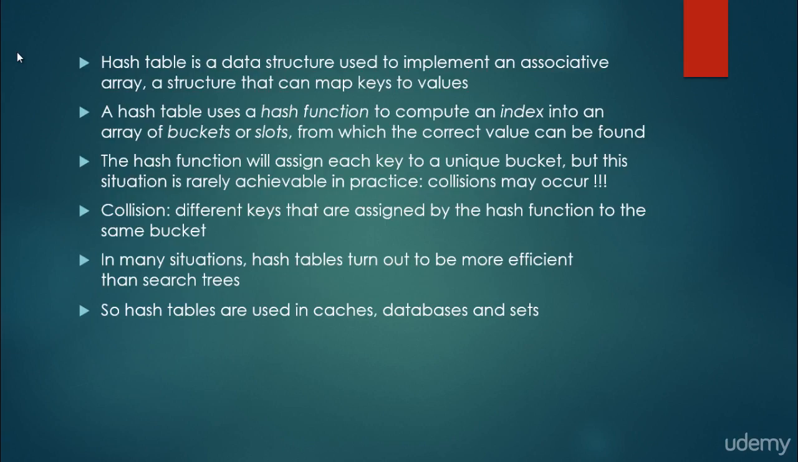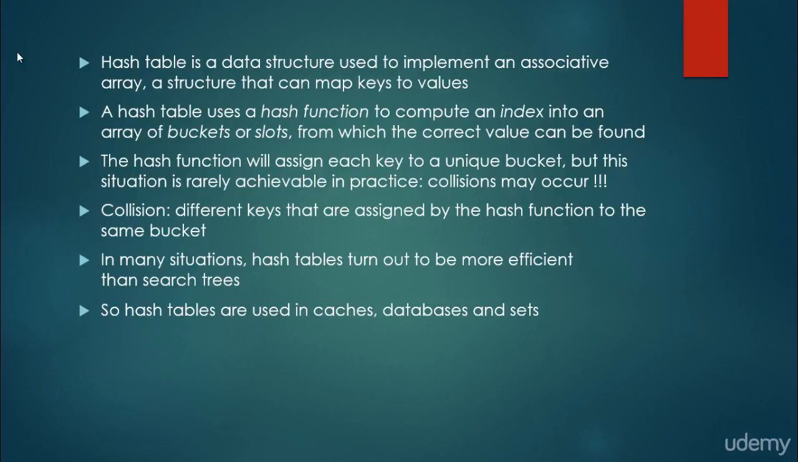So just to summarize again, a hash table is a data structure used to implement an associative array, as we call it, a structure that can map keys to values. So we have key-value pairs. It's important that in a binary search tree, we just have values we want to insert. Here, we have keys and values. A hash table uses a hash function to compute an index into an array of buckets or slots from which the correct value can be found.